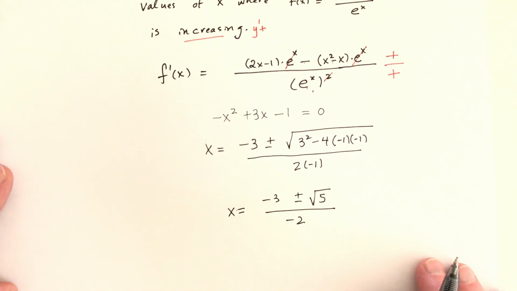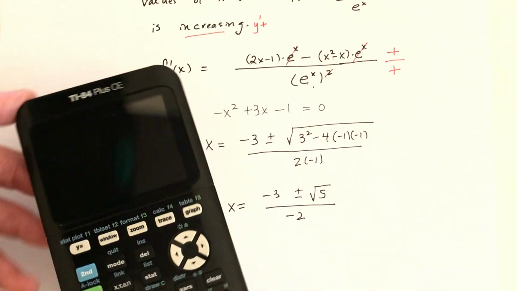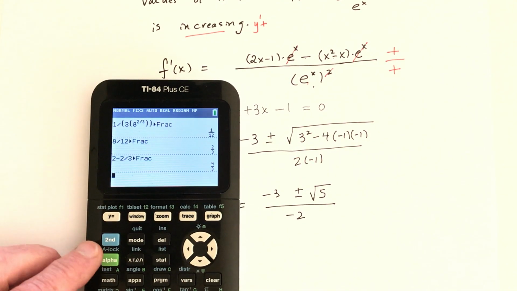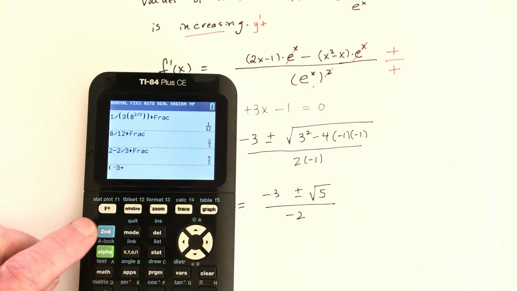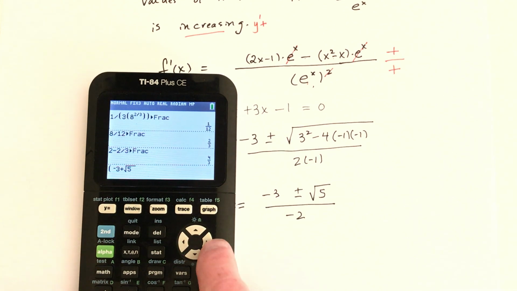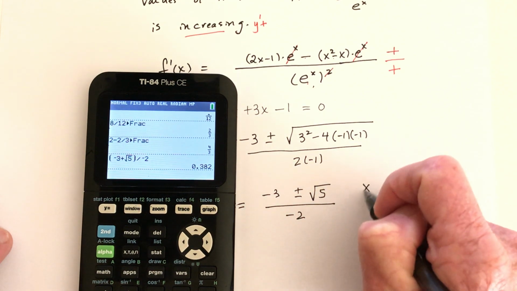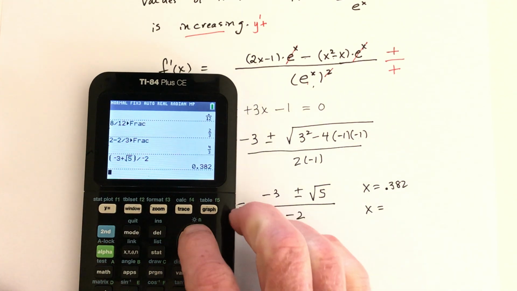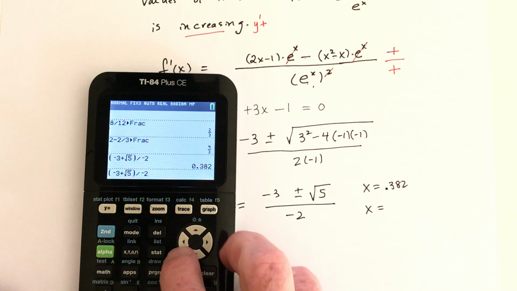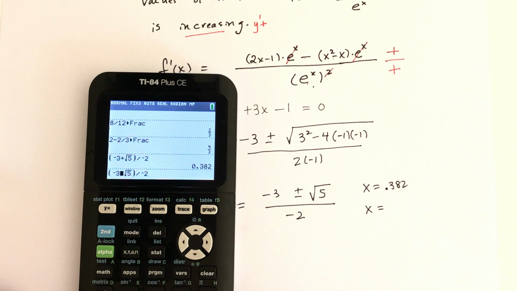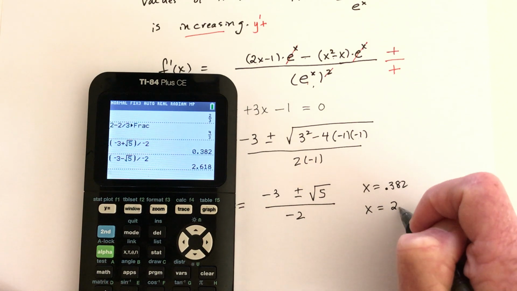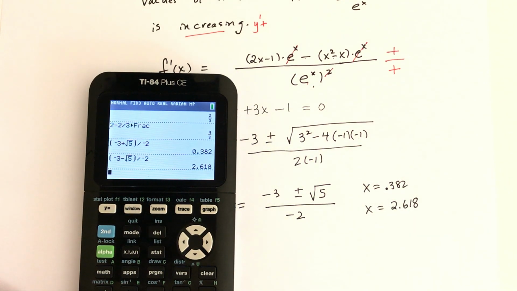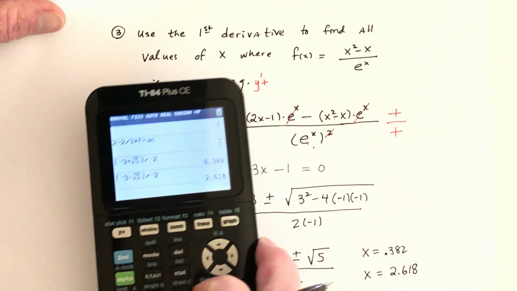Okay, so now use the calculator to get the 2 decimal answers. So I should use parentheses and then say -3 plus the square root of 5, and that gets divided by -2. So one answer is x equals 0.382. And then redo the same thing except with the minus square root. So just change this to a minus, and then I get 2.618. And now I want to see where the original function is increasing.